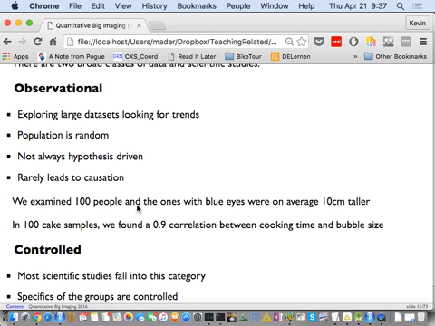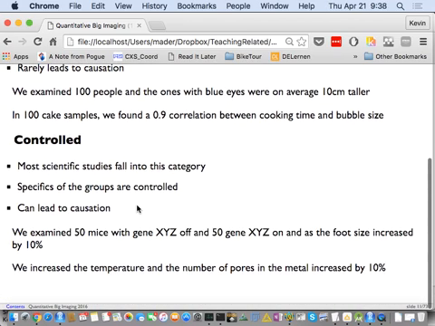The boundaries between these are getting blurred, but at least traditionally, this was where science happened, where you have a controlled study. And so you have some concrete hypothesis. If you saw this result, for example, the 100 cakes, there's a 0.9 correlation, then your hypothesis would be cooking time affects bubble size. And so then you would move on to the controlled experiment where you try to cook 100 cakes exactly the same, except the cooking time is different. And so where you really make an effort to control all the other factors that could possibly come in so that you can really isolate one or two variables that might affect the outcome.